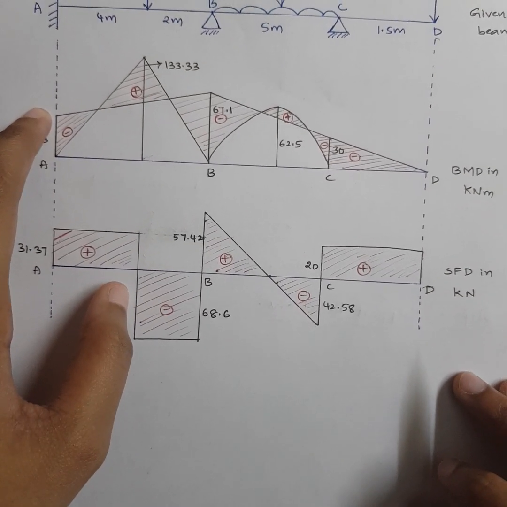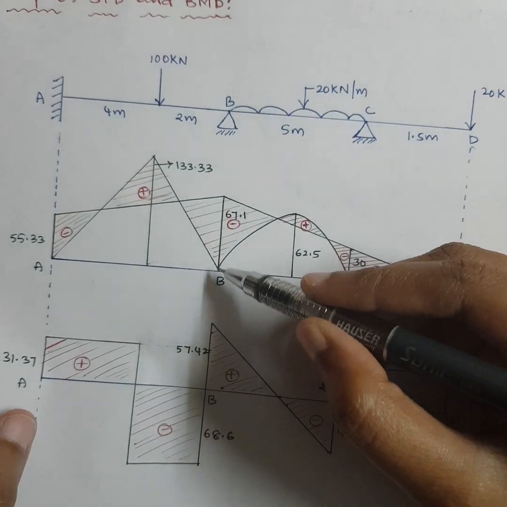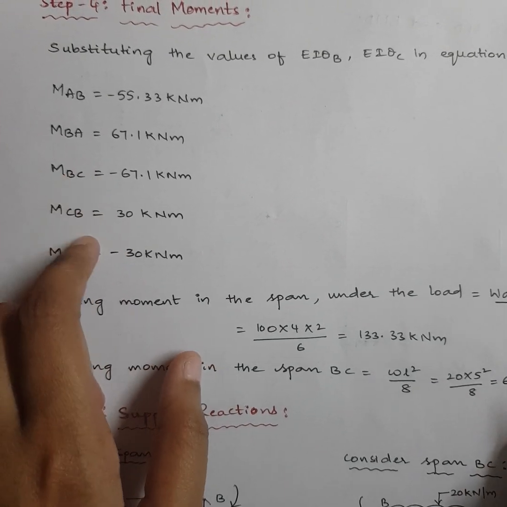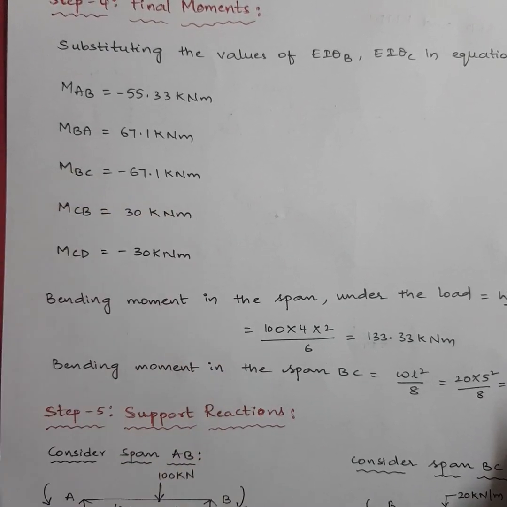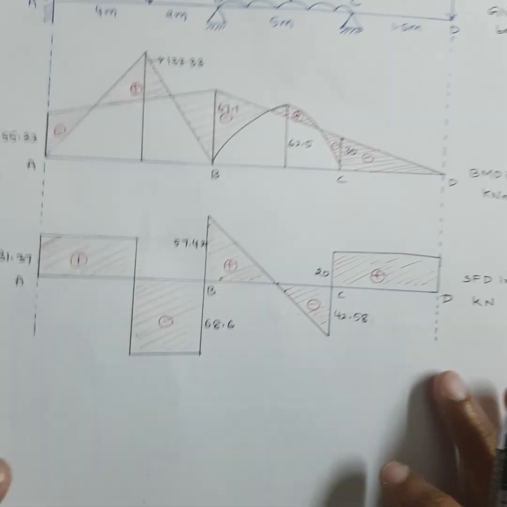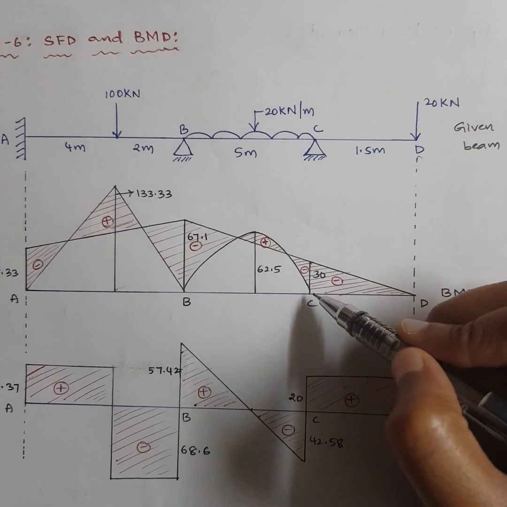So I have drawn 55.33. Similarly, let me check what was MBA. What did we get MBA as? 67.1. I got a positive answer, so again draw above the line. So I have drawn 67.1. Similarly, let's see for MBC and MCB. MBC also stands at the same place. MCB, from C to B, I got 30, positive. So according to the sign convention, positive means I should draw upward. So I have drawn 30 upward.